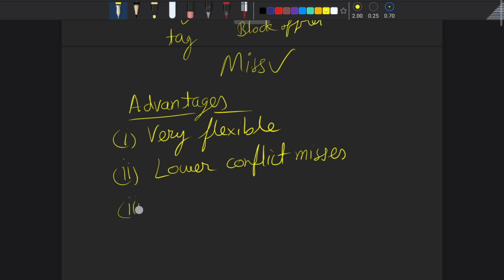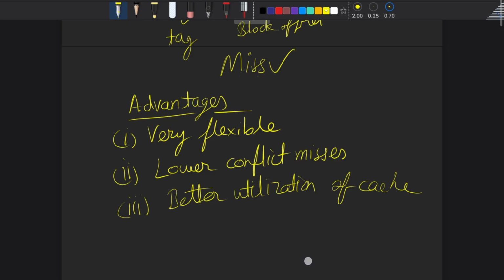And due to these properties, it also leads to better utilization of cache, because here if some cache line is empty, then it can be easily used to store the incoming block of memory, the incoming data, which was not the case in direct mapping.